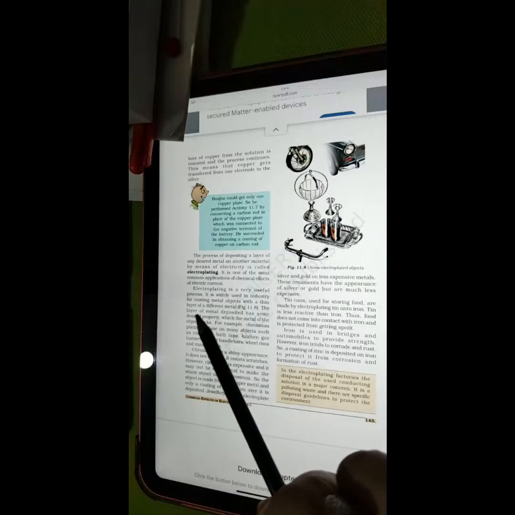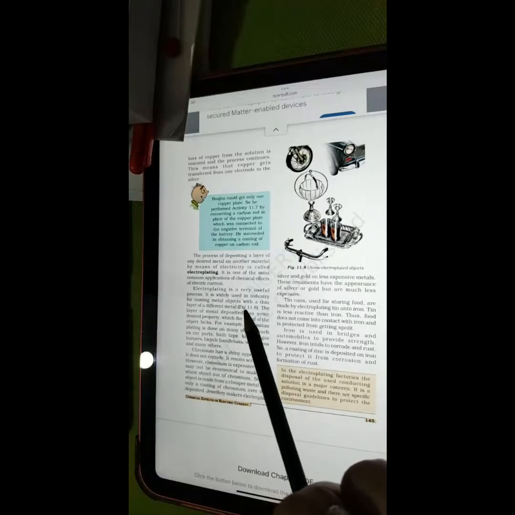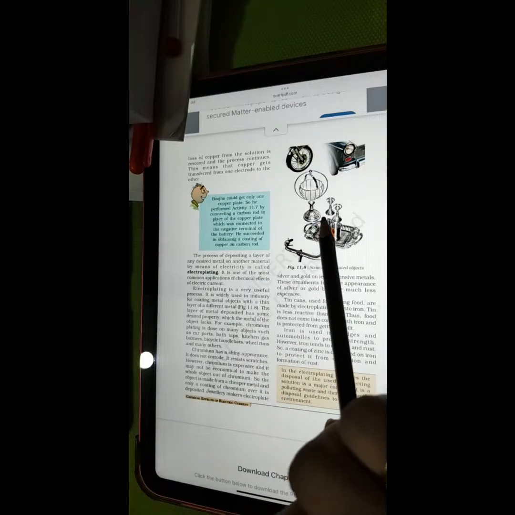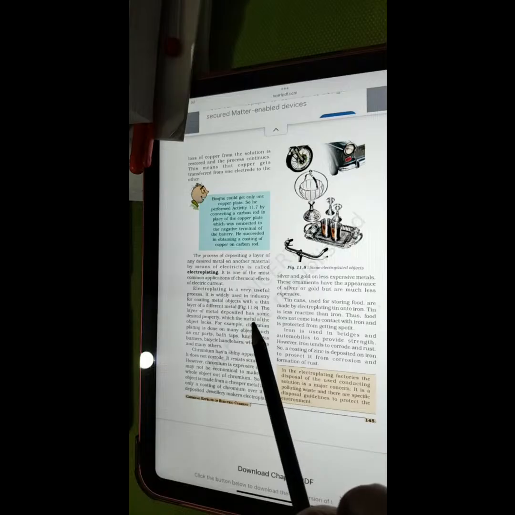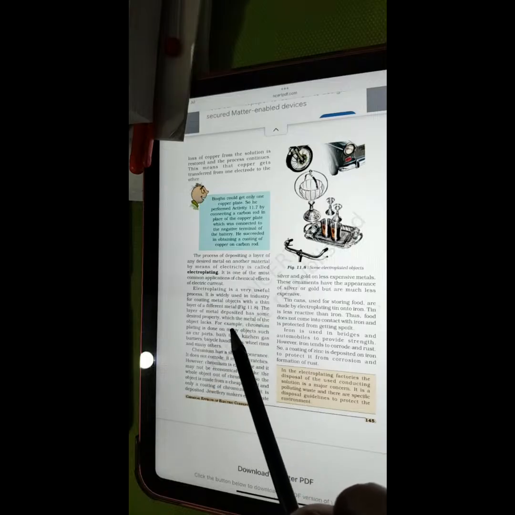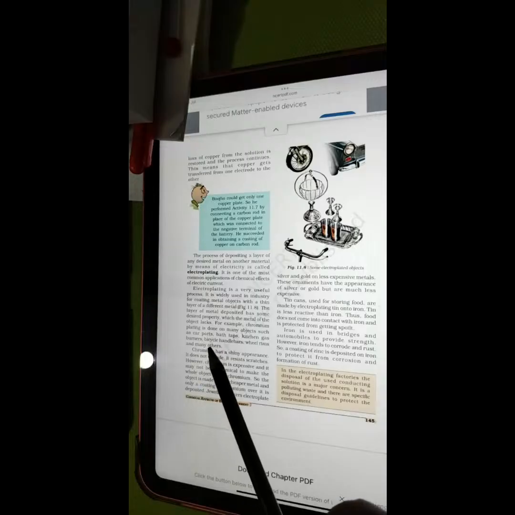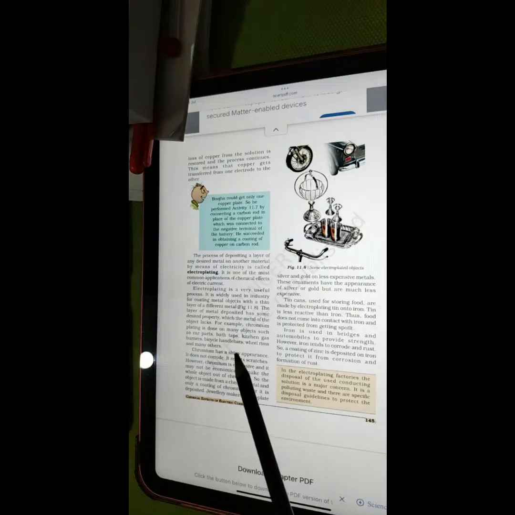It is widely used in industry for coating metal objects with a thin layer of a different metal, as shown in figure 11.8. The layer of metal deposited has some desired property, which the metal of the object lacks. For example, chromium plating is done on many objects such as car parts, bar taps, kitchen gas burners, bicycle handlebars, wheel rims, and many others. Chromium has a shiny appearance. It does not corrode. It resists scratches.